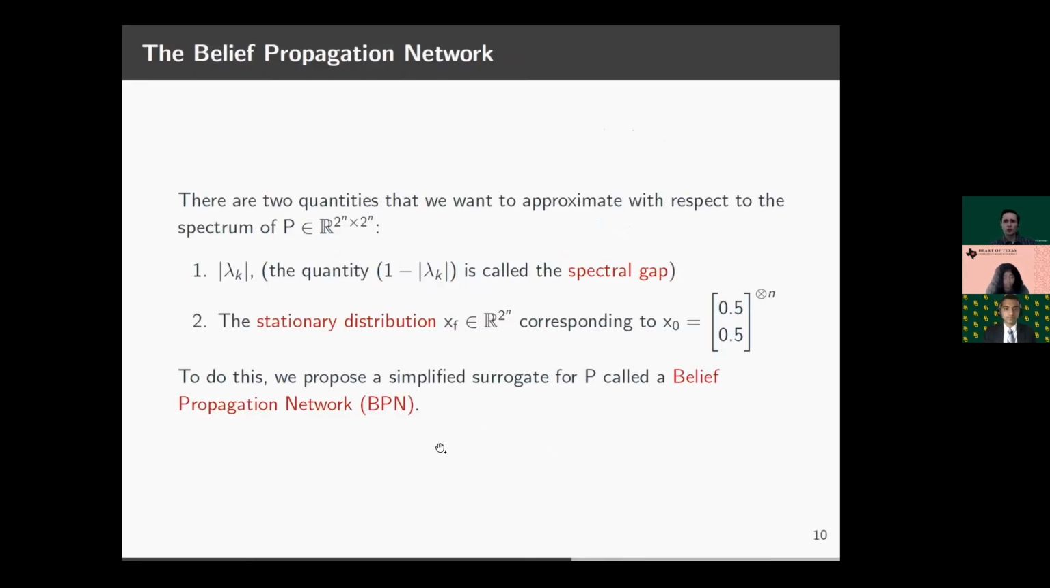So ultimately, there are two quantities that we want to approximate with respect to the spectrum of this matrix. First of all, we want to know the value of this lambda k, so we can estimate the number of steps it would take to find a solution. Something also useful is the stationary distribution corresponding to some initial state, which is just the tensor power of a randomly selected initial state. And to do this, we'll propose a simplified surrogate for P called a belief propagation network.